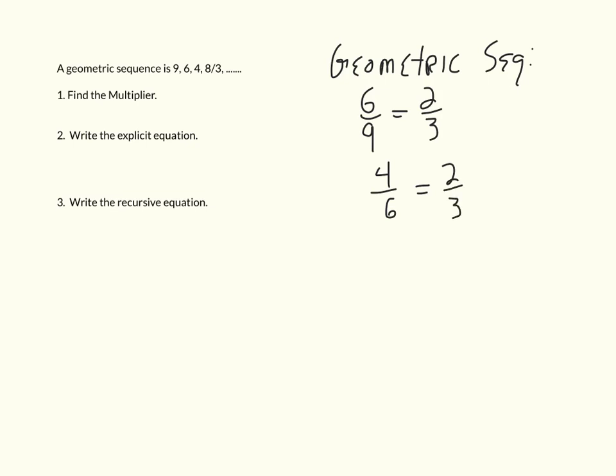And if I take the fourth term and I divide that by the third term, so now I have to take my numerator and multiply by the reciprocal of the denominator. I also get 2/3. So we have a geometric sequence that has a multiplier.